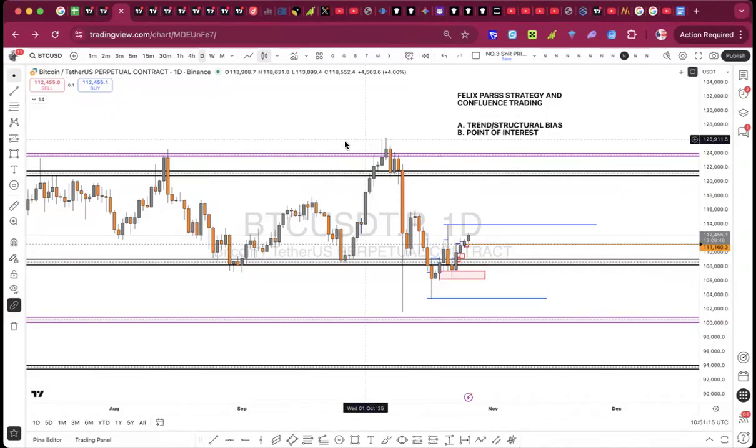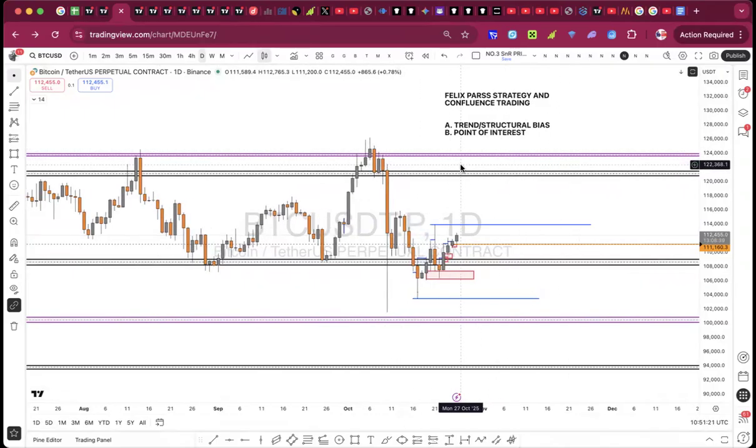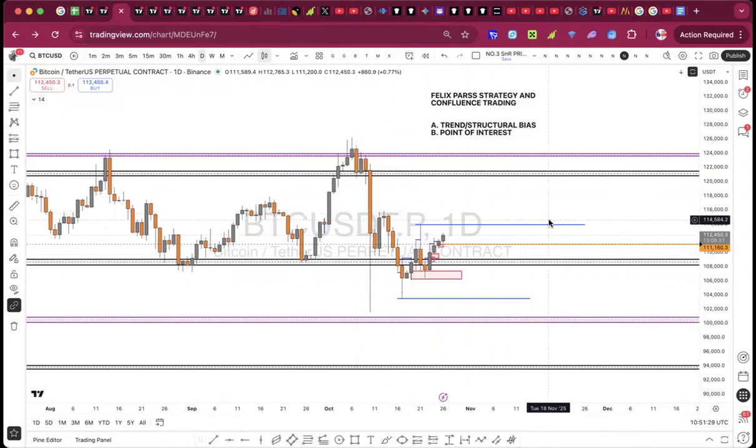All right, so let's go into Felix Confluence, Felix past strategy and Confluence trading. How do we go? Two major things that are divided into trend and structural bias is the first thing, and second is point of interest. Very simple. Okay.